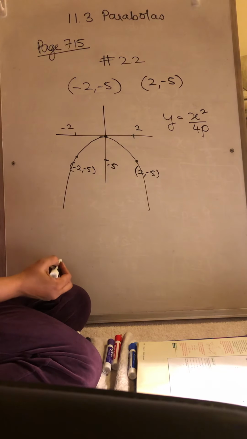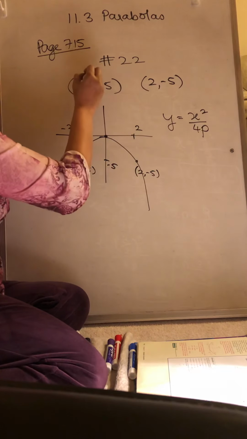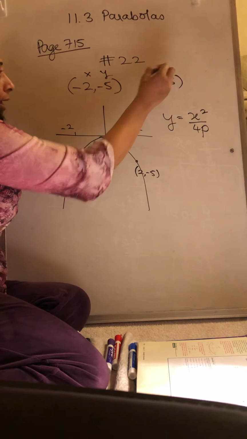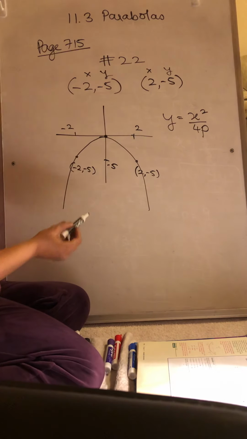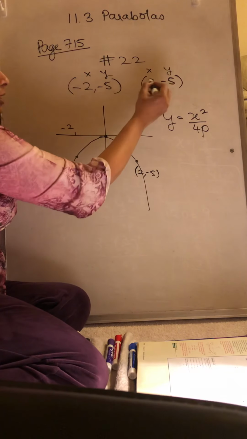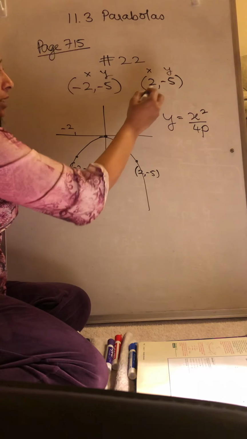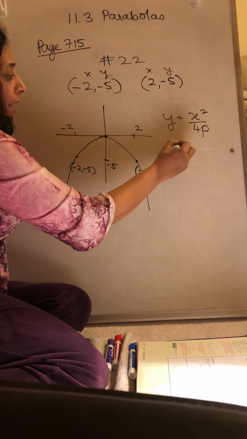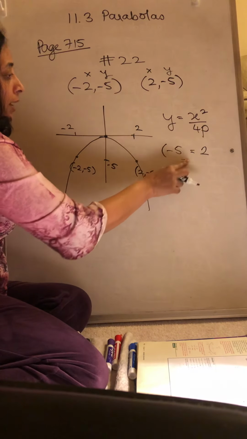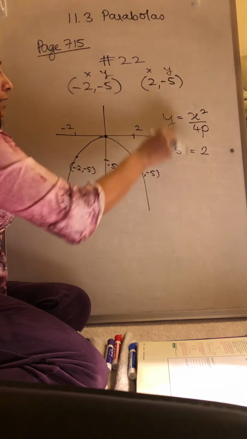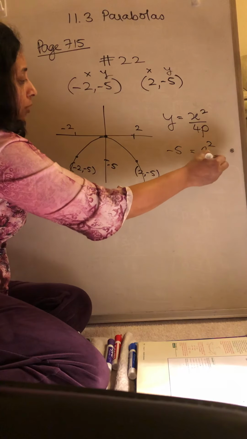I want to know what the p is. So I'm going to plug in, I don't know the p, but I know the x and y, right? This is xy and this is xy. Now my x is squared, so whether I take -2 or whether I take 2, it's the same thing. So if I plug in this equation, either equation I plug in, it's going to be the same. So I'll plug this equation. Y is -5 equals x is 2 square over 4p.